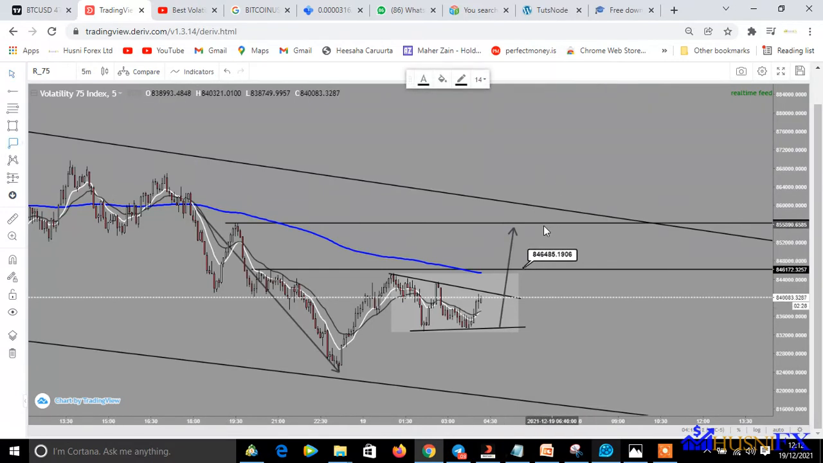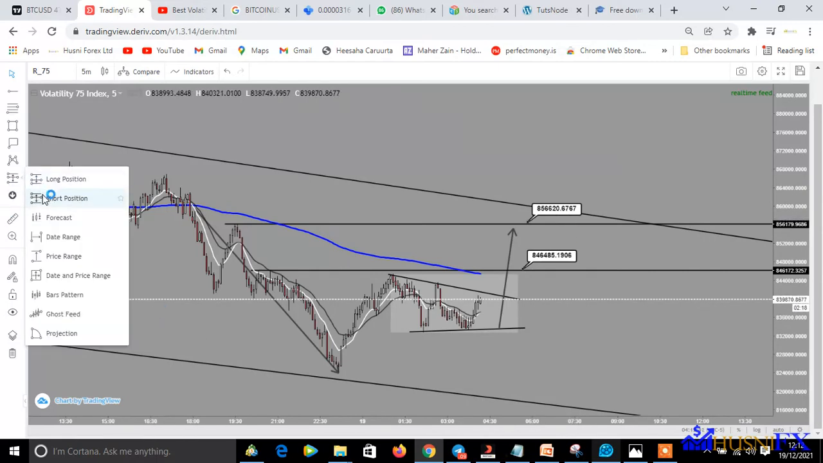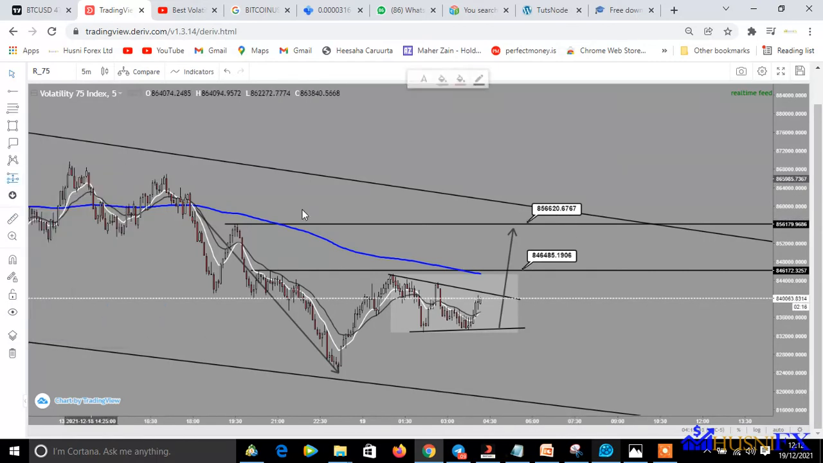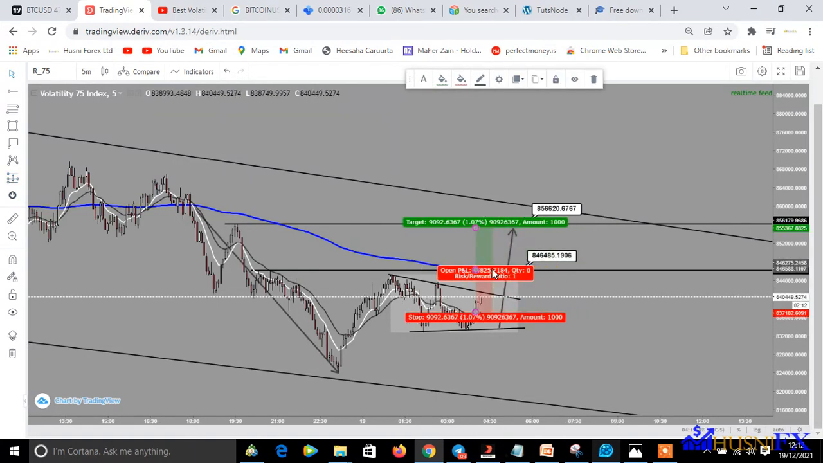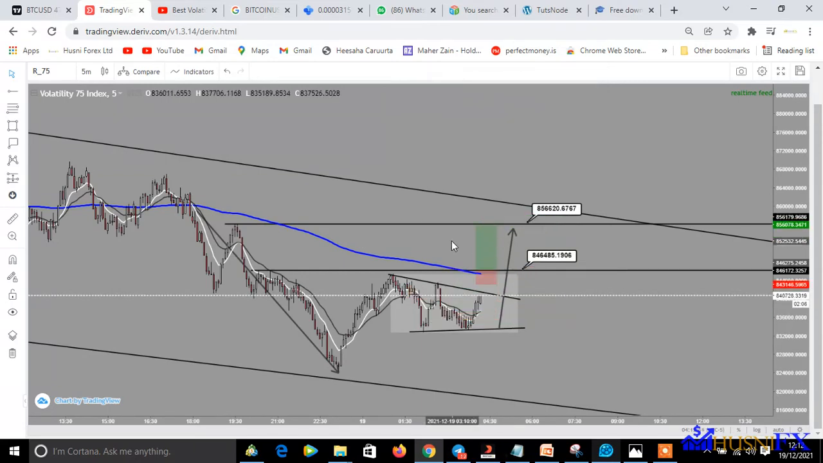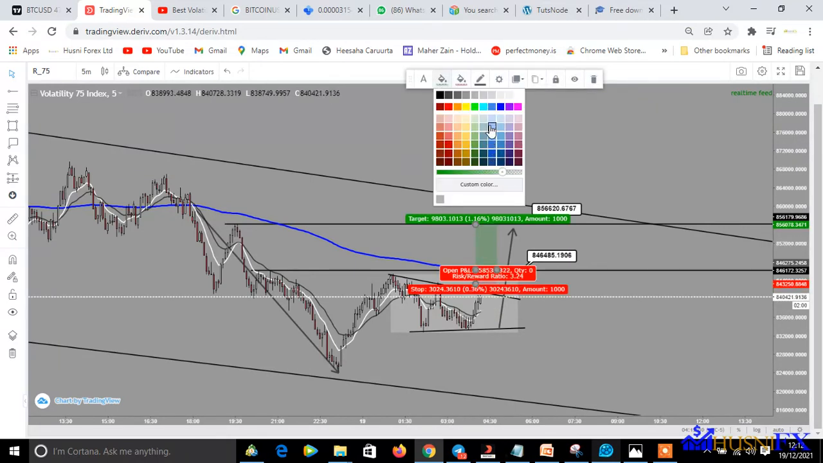So, and my target should be like there. Okay, like 85662. So I'm not just greedy because I'm scalping, so I cannot also make a decision above this level. So those are my targets.